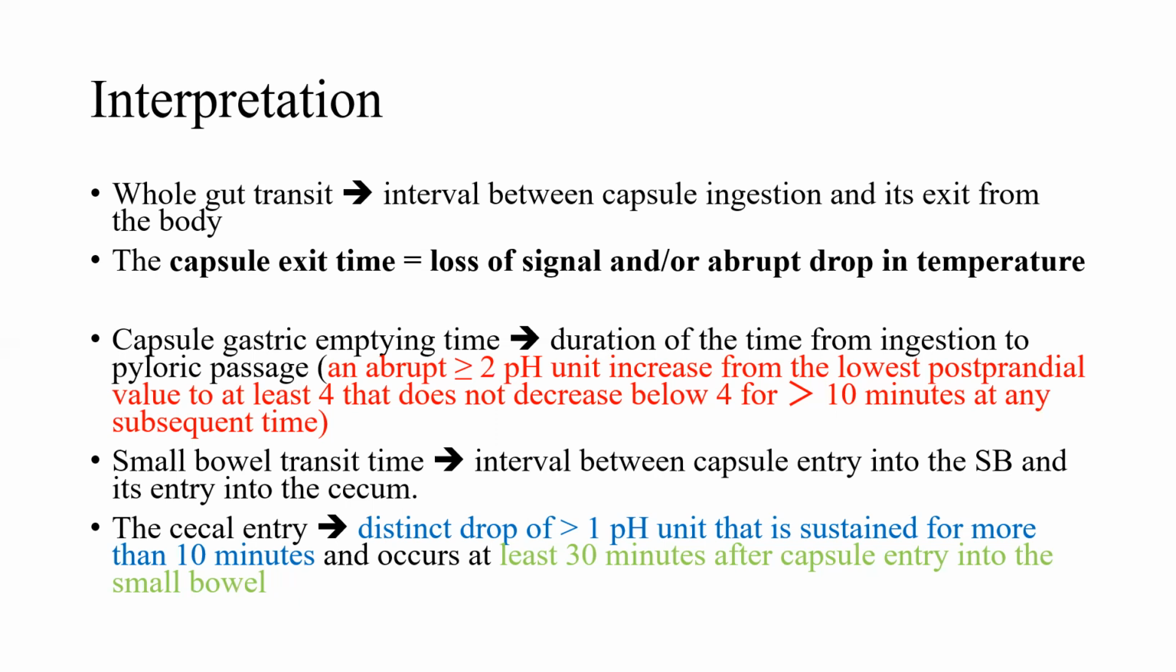This one is in fact detected by a sudden abrupt change in pH by more than 2 unit increment from the lowest postprandial value to at least 4, and it is sustained and doesn't decrease to below 4 for more than 10 minutes. Small bowel transit time is the interval between the capsule entry into the small bowel and its entry into the cecum. Cecal entry is defined as a distinct drop of more than 1 unit pH and sustained for more than 10 minutes and occurs at least 30 minutes after the capsule enters the small bowel.